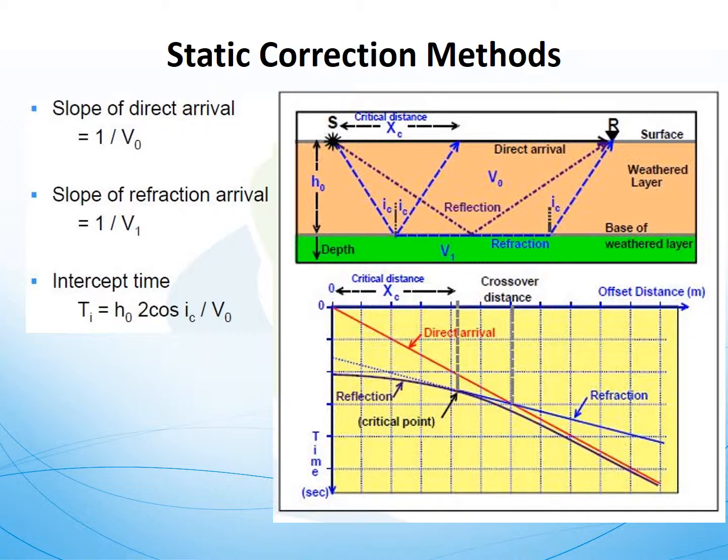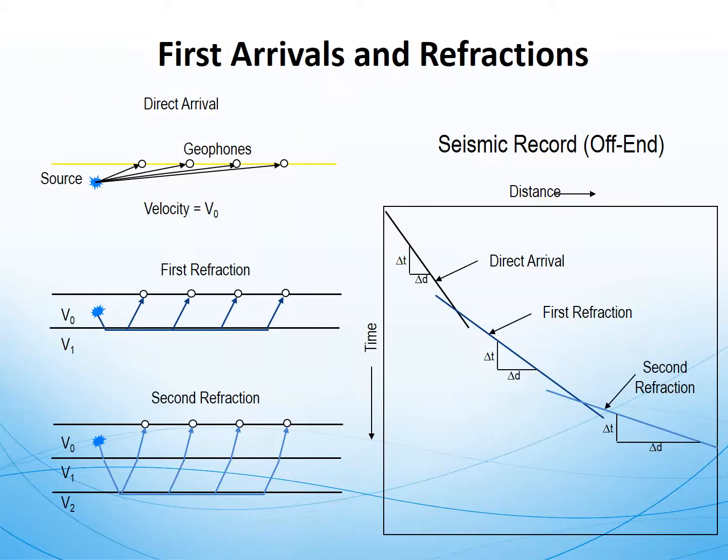So for the static correction method, if you use this particular information, the slope of the direct arrival is given by 1 over v0. The slope of the refraction arrival is given by 1 over v1, and the intercept time is given by t1 equals 2 h0 cos i divided by velocity, which gives you the information of the intercept time. Next, we look at the first arrival and refraction.